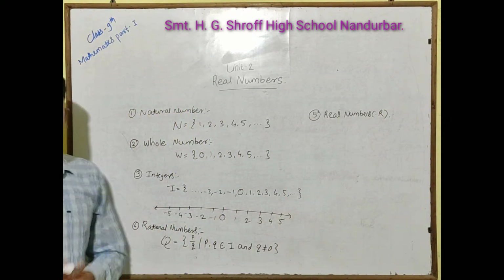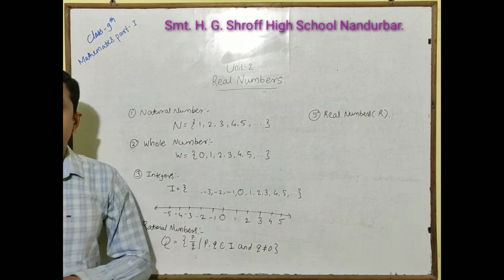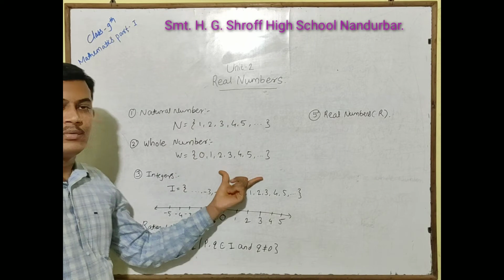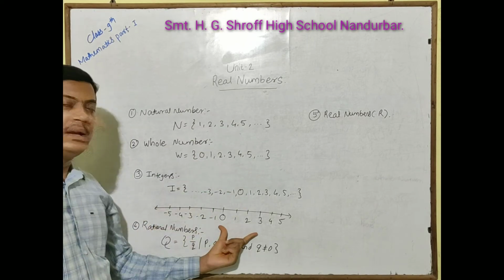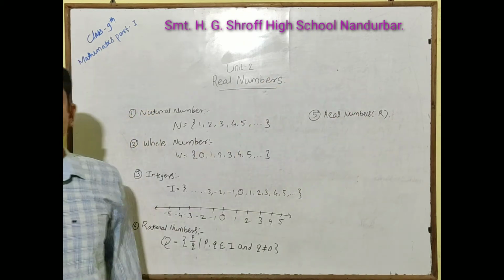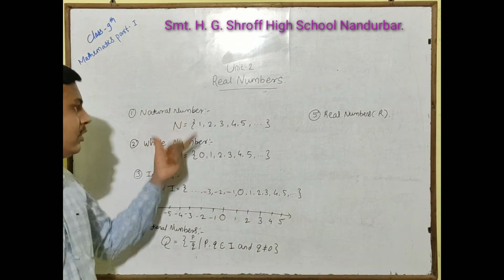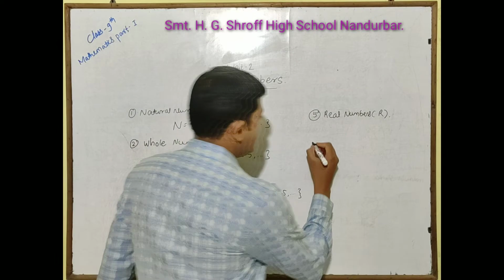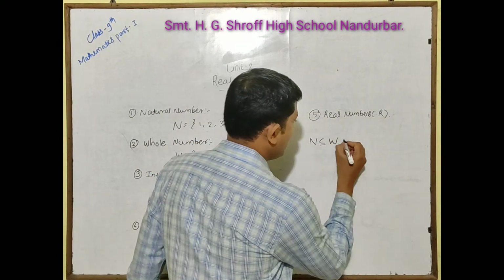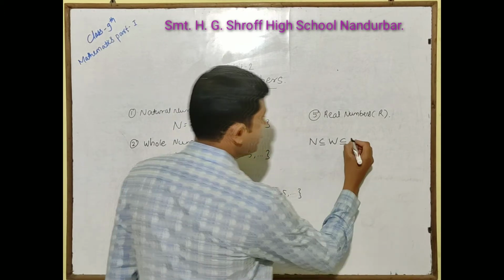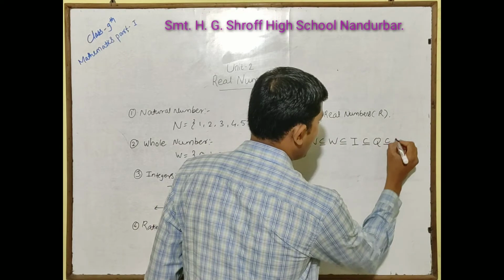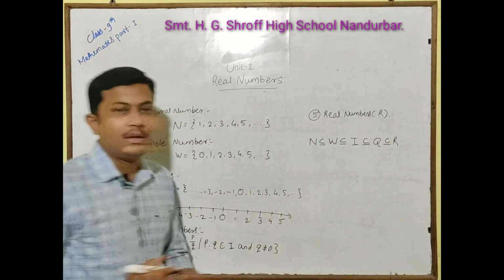In the first chapter we have studied set and subset. If we consider N as a set of natural numbers, W as a set of whole numbers, I as a set of integers, Q as a set of rational numbers, and R as a set of real numbers, then the relation between all these numbers will be: natural number is a subset of whole number, which is a subset of integer, which is a subset of rational number, and rational number is a subset of real number.